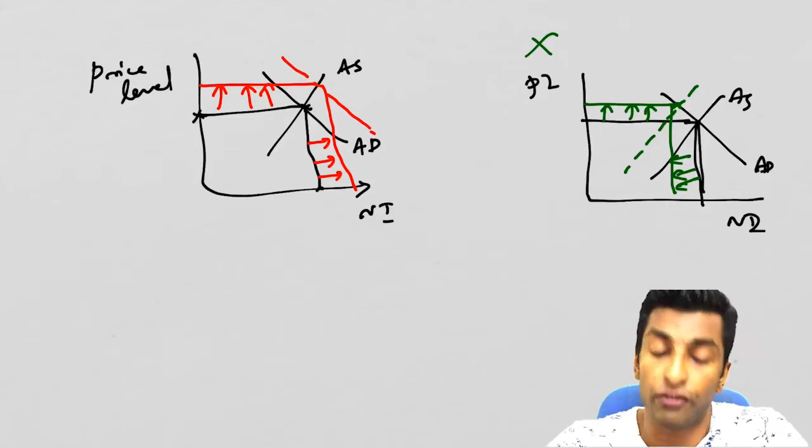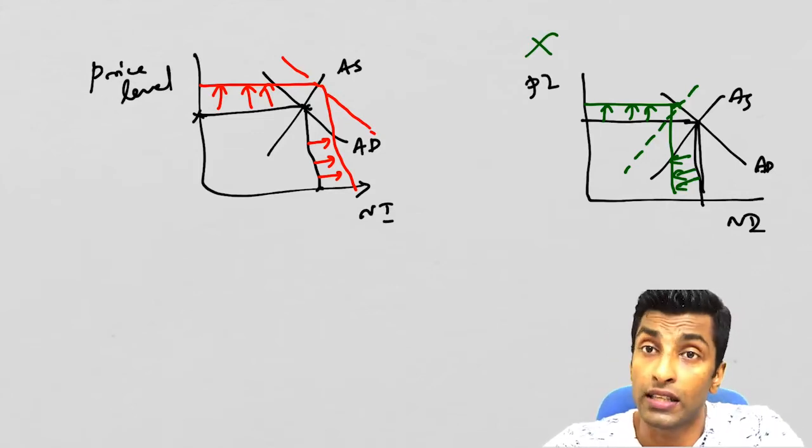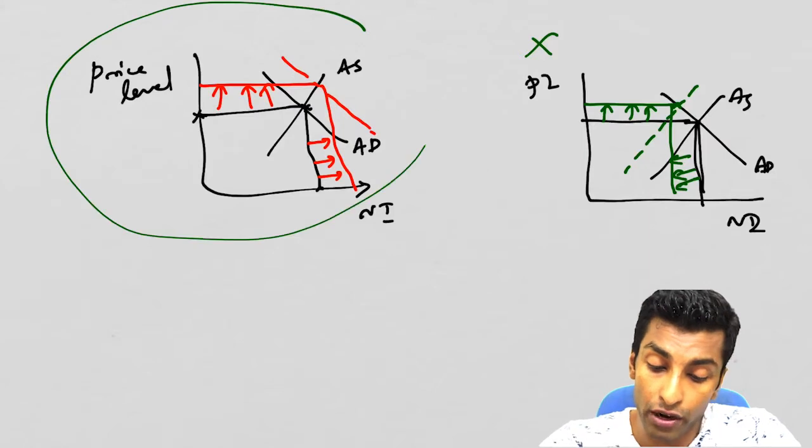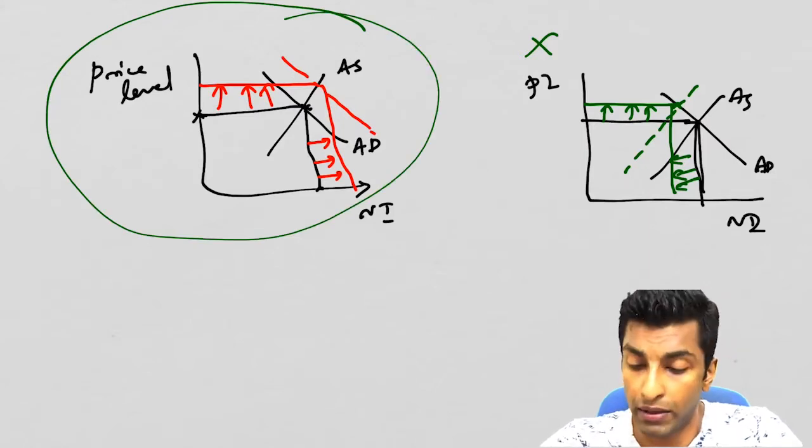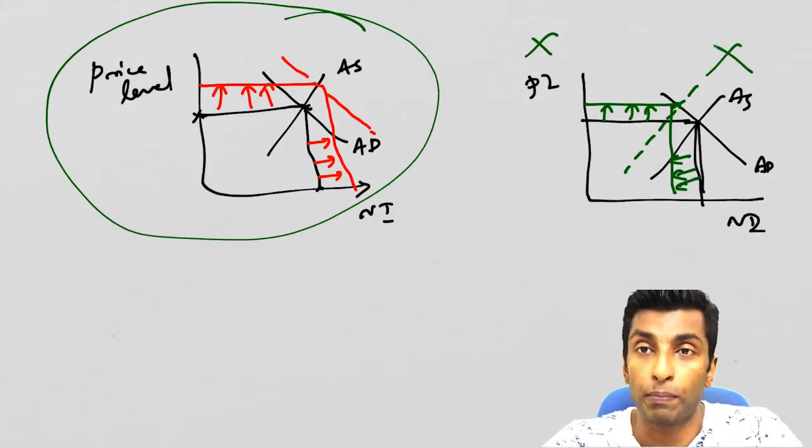Okay, so when we talk about inflation, a moderate inflation is desirable. What inflation? Demand pull inflation. That is desirable, but this is not desirable. Supply side problems are not desirable.